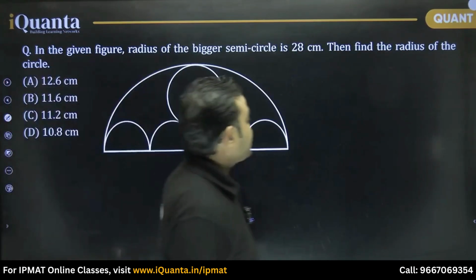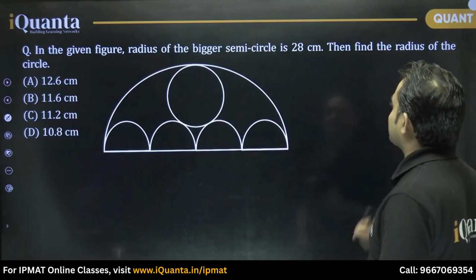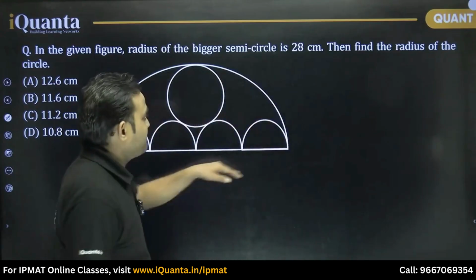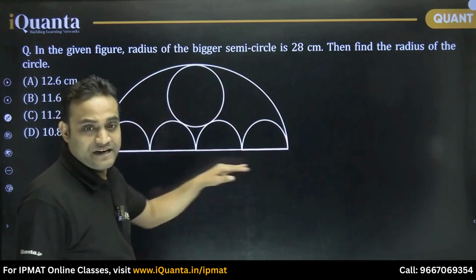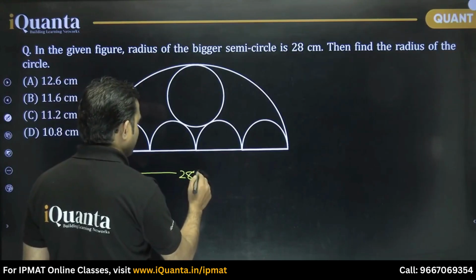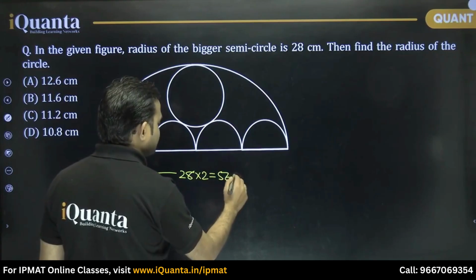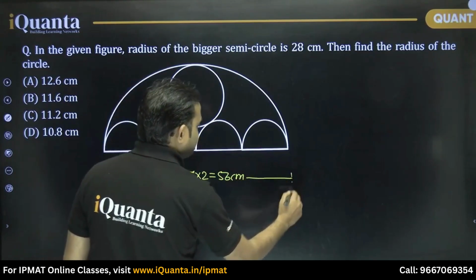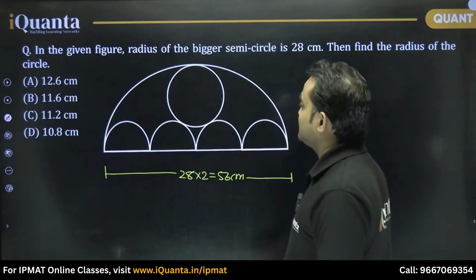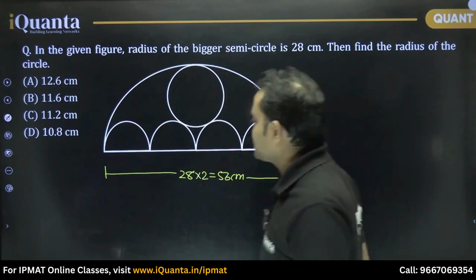Now, next question. It says in the given figure, the radius of the bigger semicircle is 28 centimeter. This bigger semicircle radius is 28 centimeter. So this diameter will be 28 into 2, which is equal to 56 centimeter. Then find the radius of the circle. There is only one circle visible, so we need to find the radius of this circle.